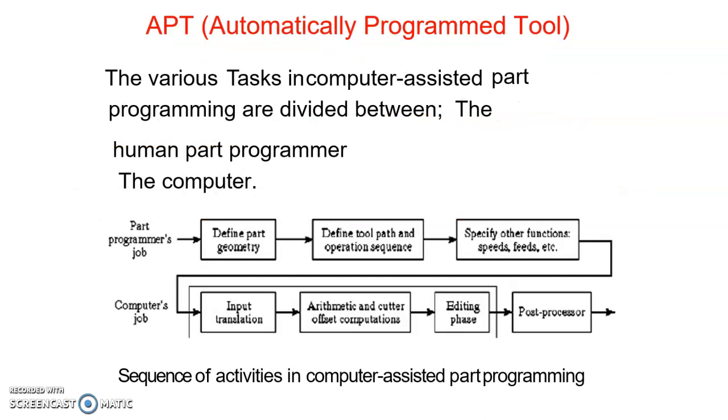In APT, the tasks are divided into two. One is the part programmer's job, and the second is the computer's job. The part programmer's job is of interest to us. First is defining the part geometry. The operator has to give the information about the part geometry. Then the tool path, operation sequence, etc. should be given by the part programmer. And finally, other functions like speed, feed, etc. also have to be mentioned by the part programmer. And the rest will be done by the computer.